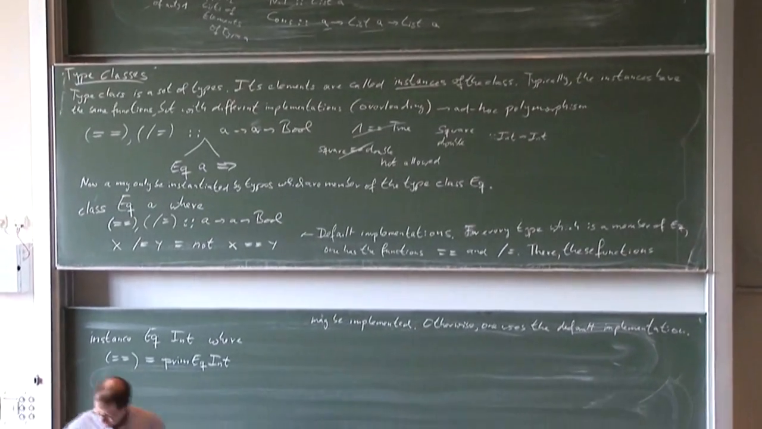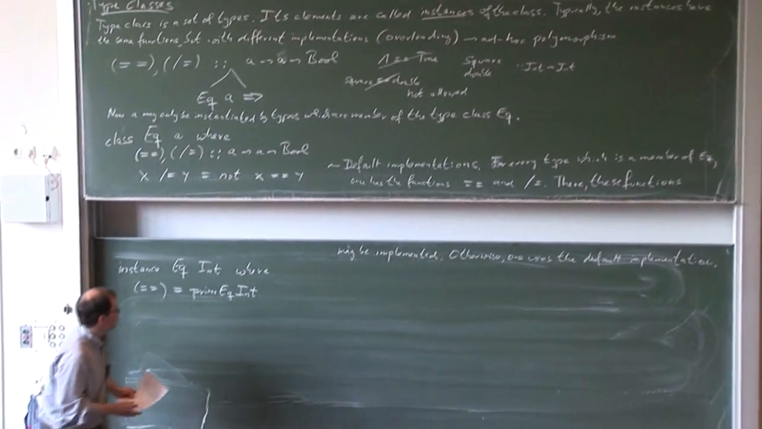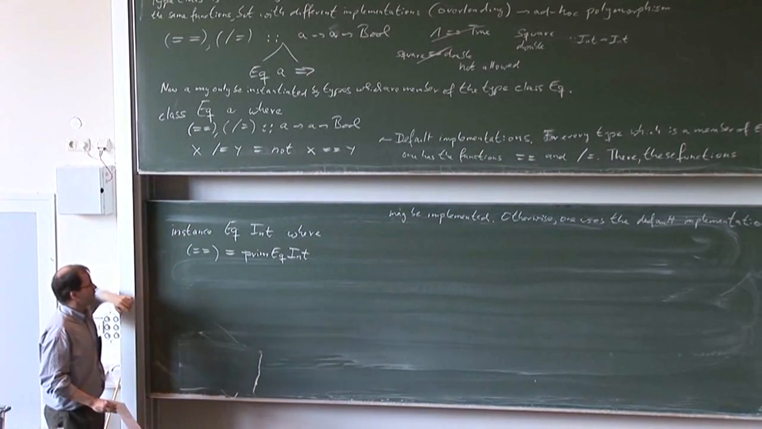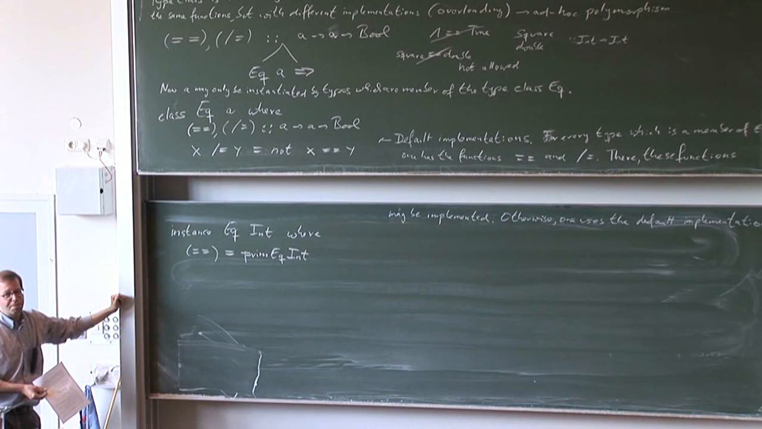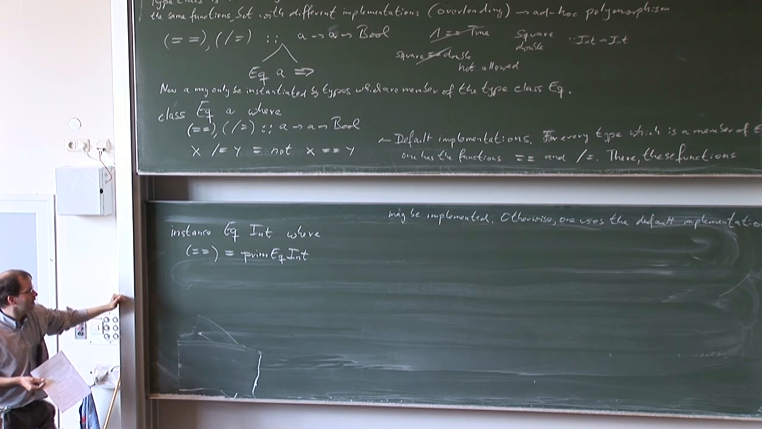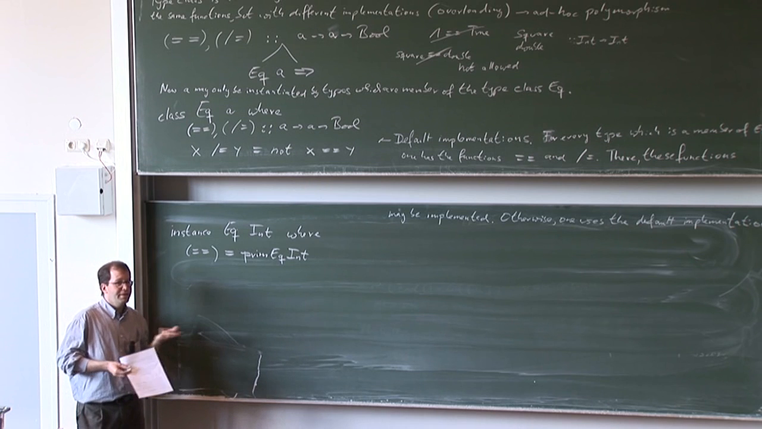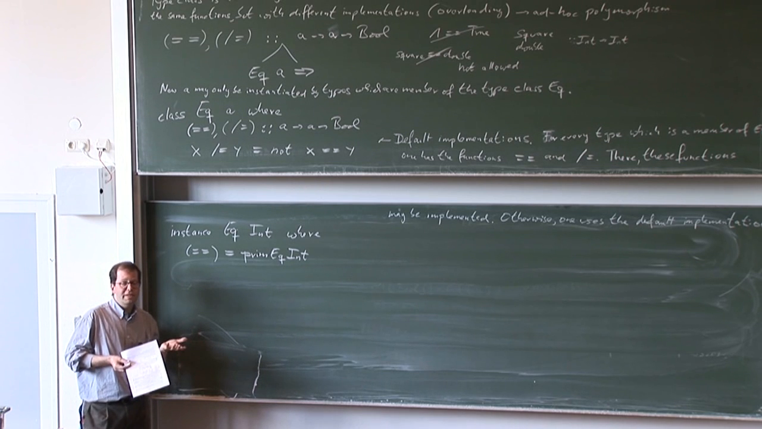Well, this is good for the following, for example. Imagine that we want to have another instance of our type class EQ. We want to say that lists can also be compared by equality. So we want to say lists are also a member of this type class, and we can then compare two lists and check whether the lists are equal.